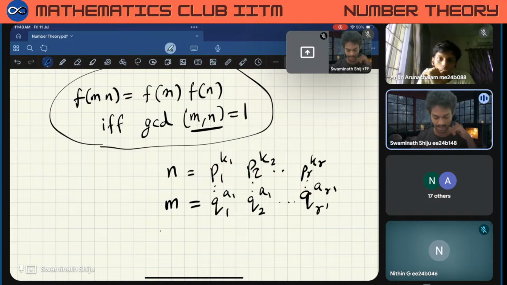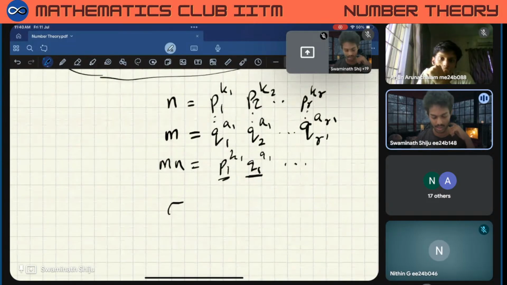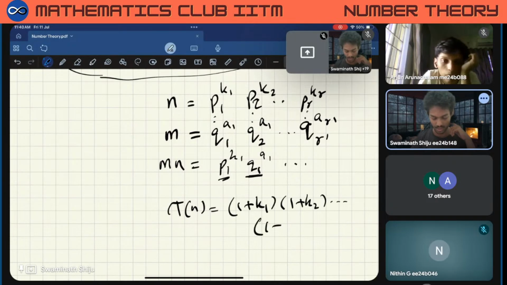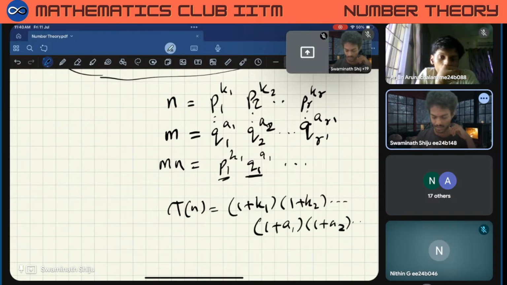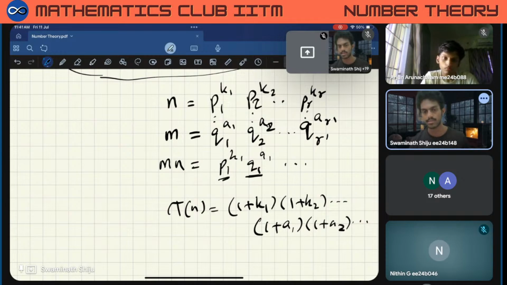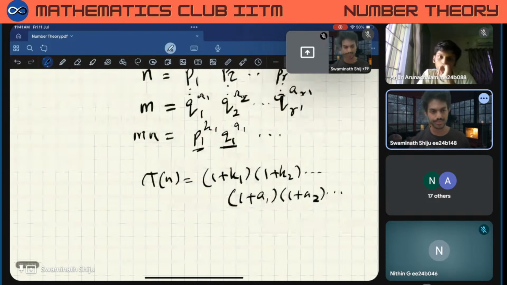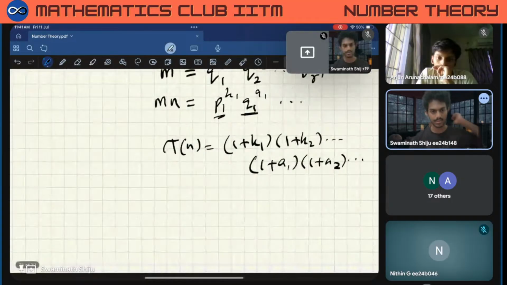So when you multiply them, you have p1^k1, q1^a1, and so on. All of these are still distinct. So tau of mn would simply be (1 plus k1)(1 plus k2) and so on, into (1 plus a1)(1 plus a2), and so on. You can accept that, right? If you have any problems or issues with that, please put it in the chat. Okay. Great.